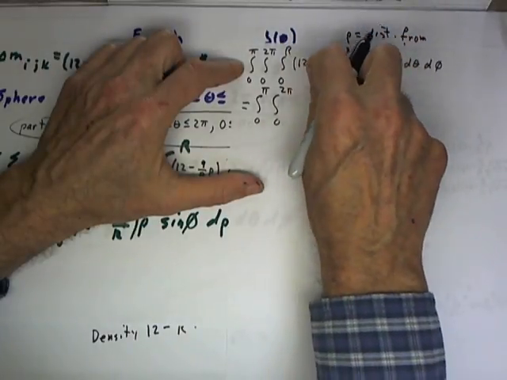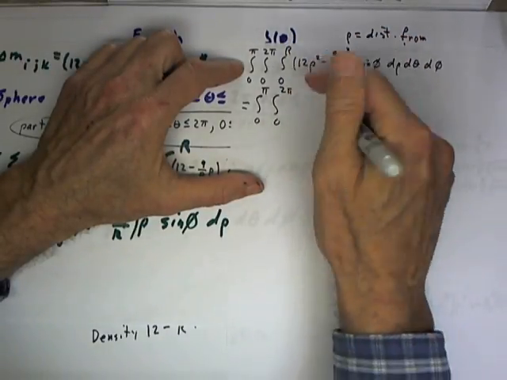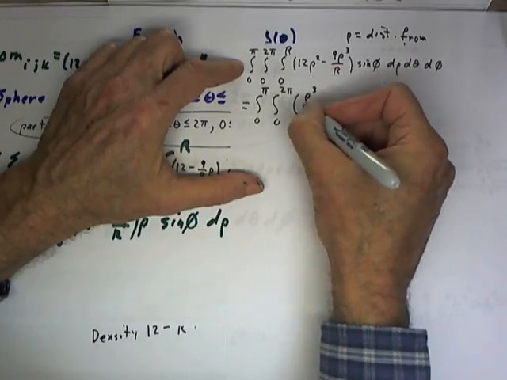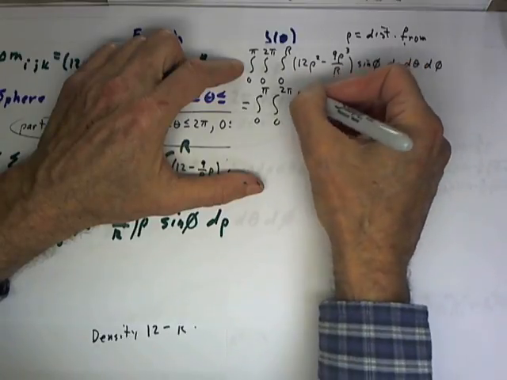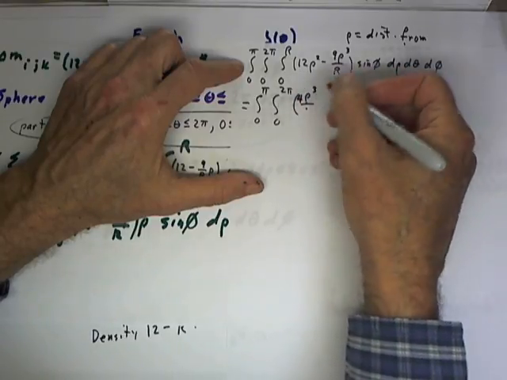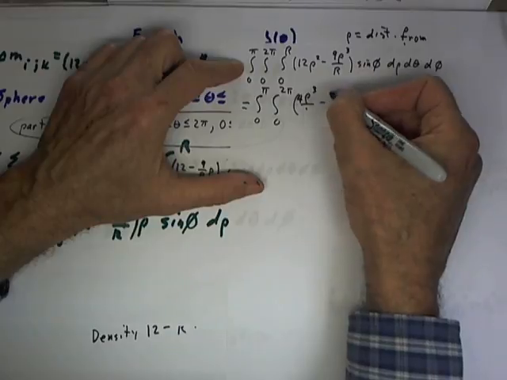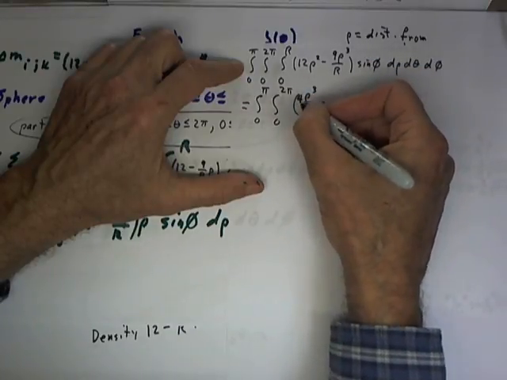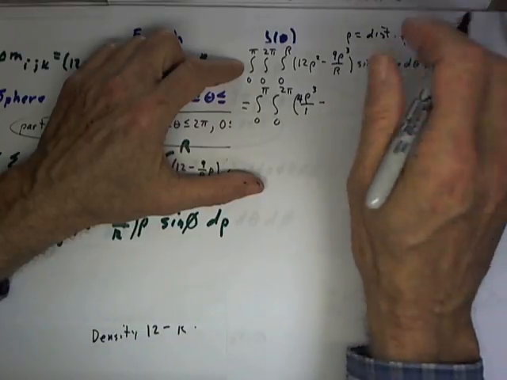We're going to get 12 rho cubed over 3, which is simply rho cubed over 4 rho cubed, and that's over 1. That would be 12 rho cubed over 3. Darn it, let's stop.